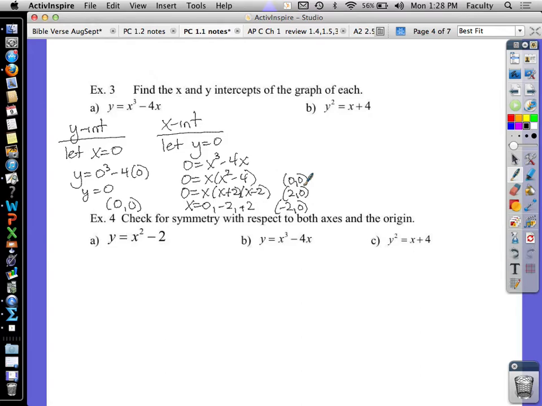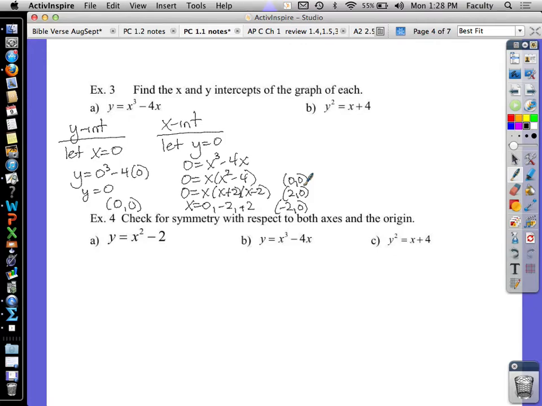In case you're having trouble getting started, the y-intercept, let y equal 0. Excuse me, you just said that backwards. Let x equal 0 and solve for y. So you get y is 0, so there's a y-intercept at the origin, 0, 0, but that's also an x-intercept then.